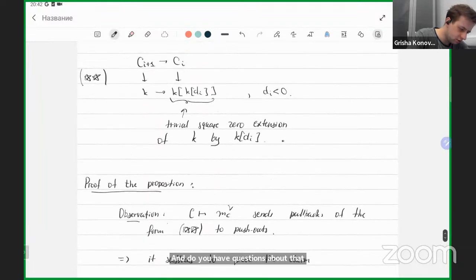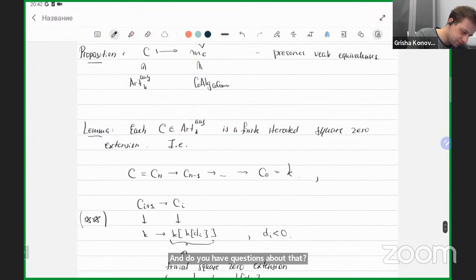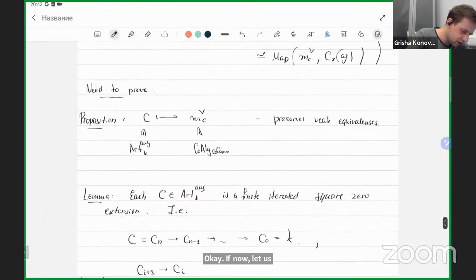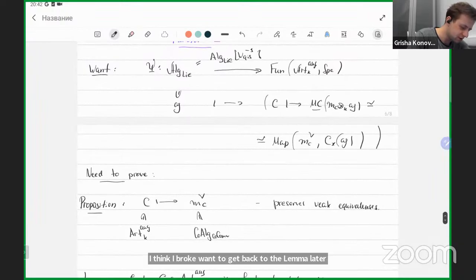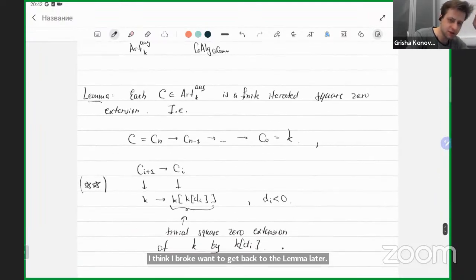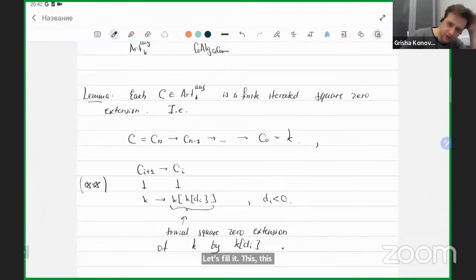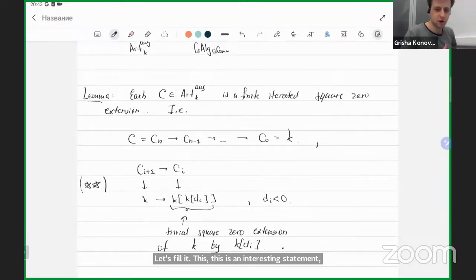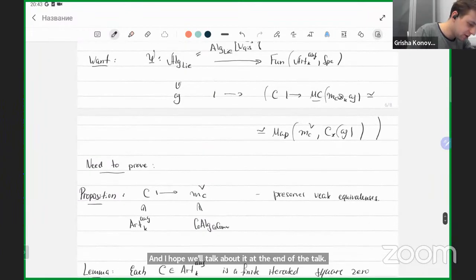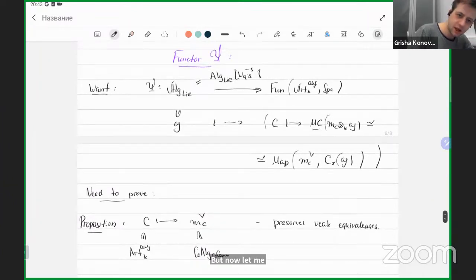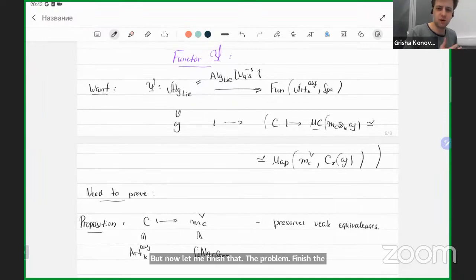Okay, if no, let me think. I probably want to get back to the lemma later, but first, this is an interesting statement, and it has to do with the theory of cotangent complex. And I hope we'll talk about it at the end of the talk, but now let me probably finish the construction of psi and sketch the proof of the main theorem.